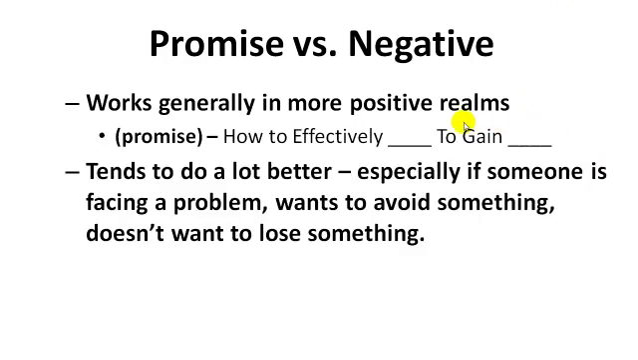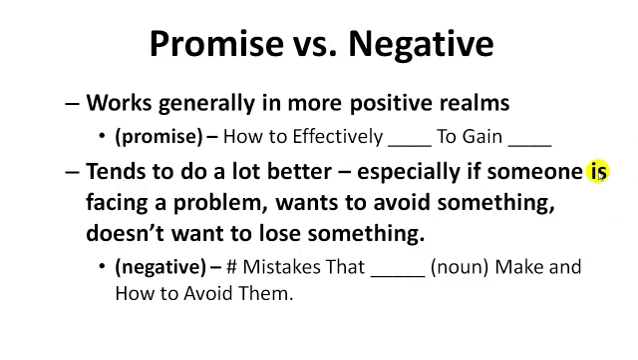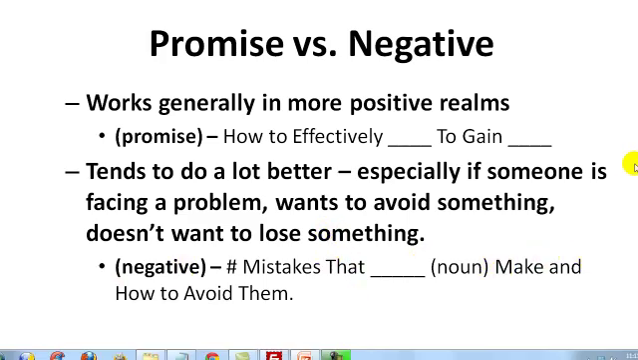And then we have a negative title, which tends to do a lot better, especially if somebody is facing a problem, wants to avoid something, and doesn't want to lose something. In fact, most people want to avoid losing something, which sticks out a lot further. So something that would look like this would be number of mistakes that a WordPress site owner will make when doing this and how to avoid them.